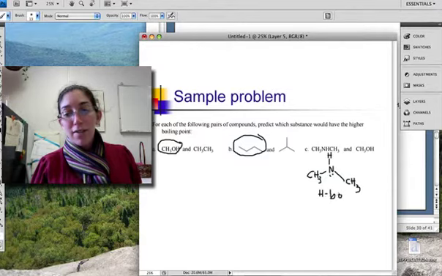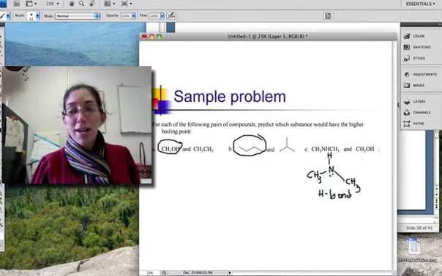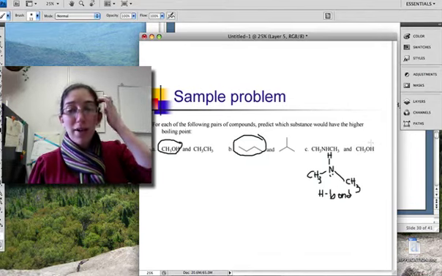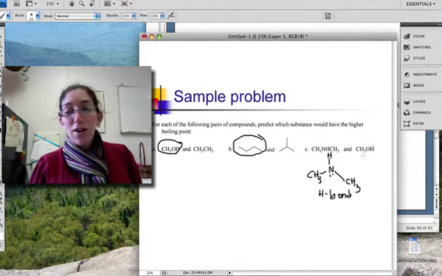H bonding. So this one might be the winner because hydrogen bonding's pretty strong, so that's probably going to be the higher boiling point. But wait a second, this one here also has an OH group. It has the ability to hydrogen bond as well. Hydrogen bond acceptor in the oxygen, hydrogen bond donor with this hydrogen. So this one also can engage in hydrogen bonding.